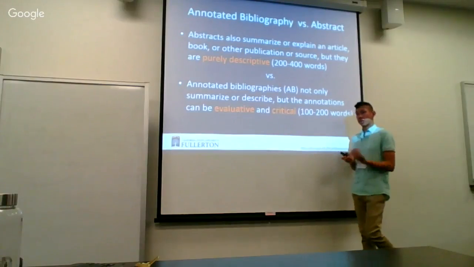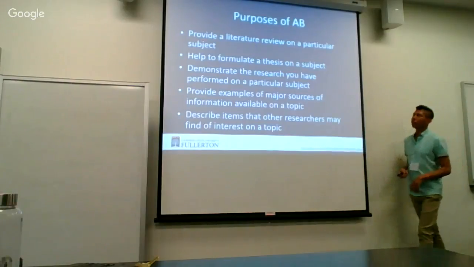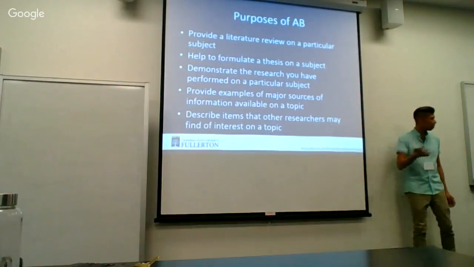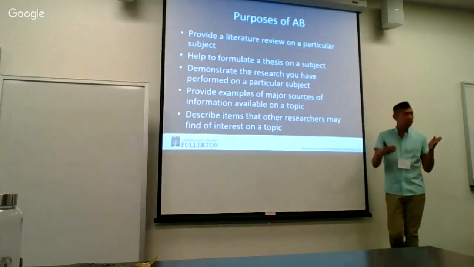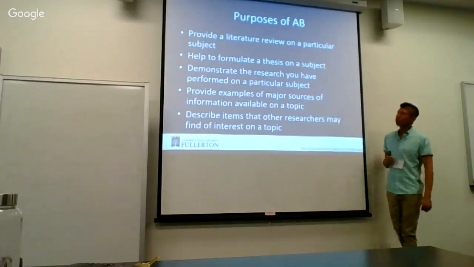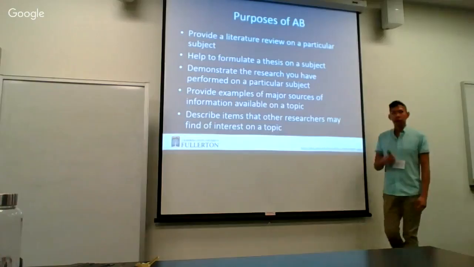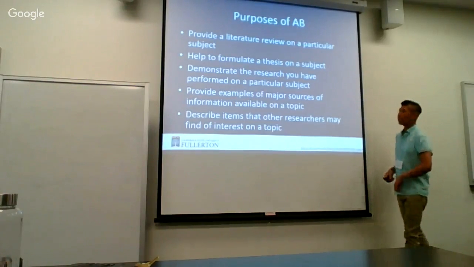with now. Right? So then thinking about what are the purposes of ABs. Right? We can see different things from providing a literature review, which we'll be talking about next week in terms of putting together literature reviews. But this is part of that first step of creating and putting together a literature review. How to formulate a thesis on a subject. Right? What is the main point of your research? The main point of your topic, right? Being able to put that idea together.